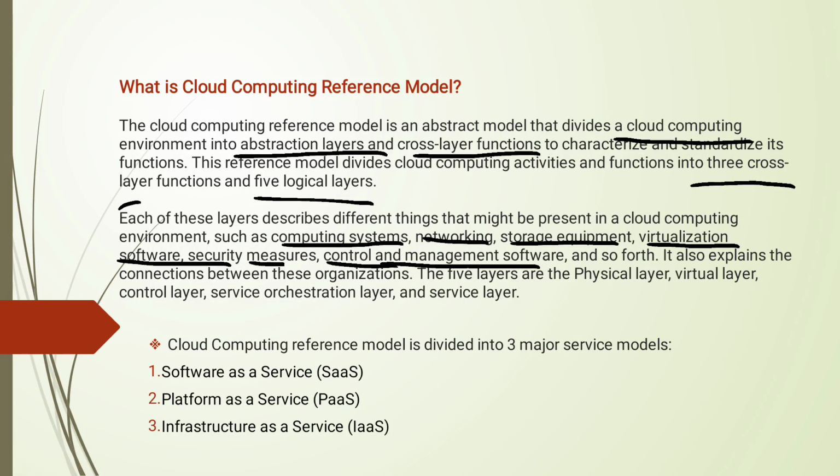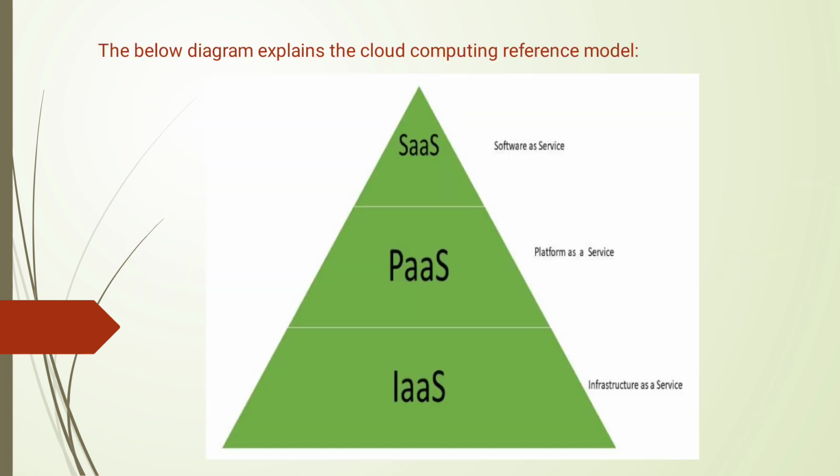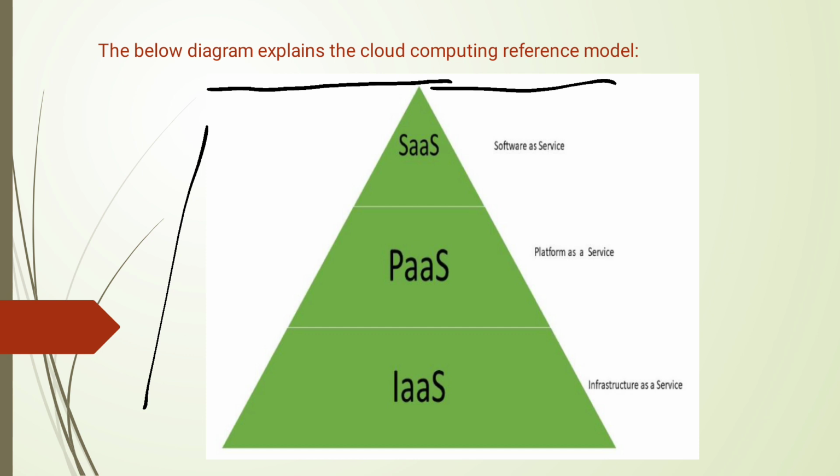The five layers are the physical layer, virtual layer, control layer, service orchestration layer, and service layer. These five layers are the logical layers. The cloud computing reference model is divided into three major service models: software as a service, platform as a service, and infrastructure as a service. The diagram you see is a diagram of the cloud computing reference model with the three major service models, SaaS, PaaS, and IaaS.